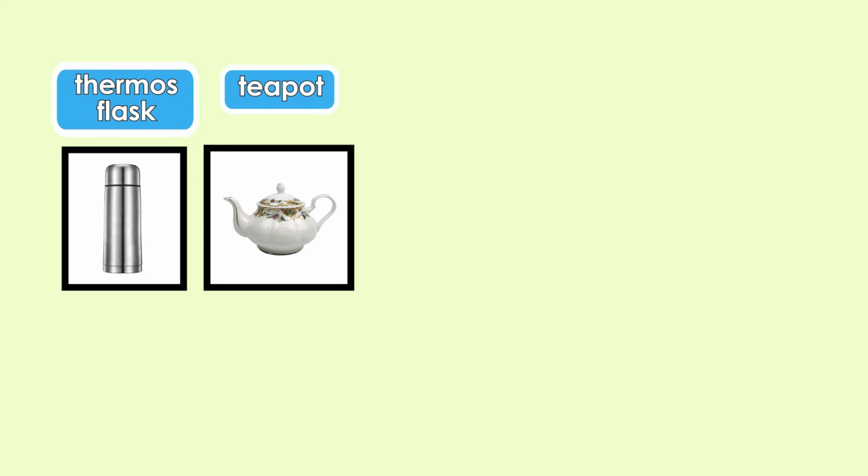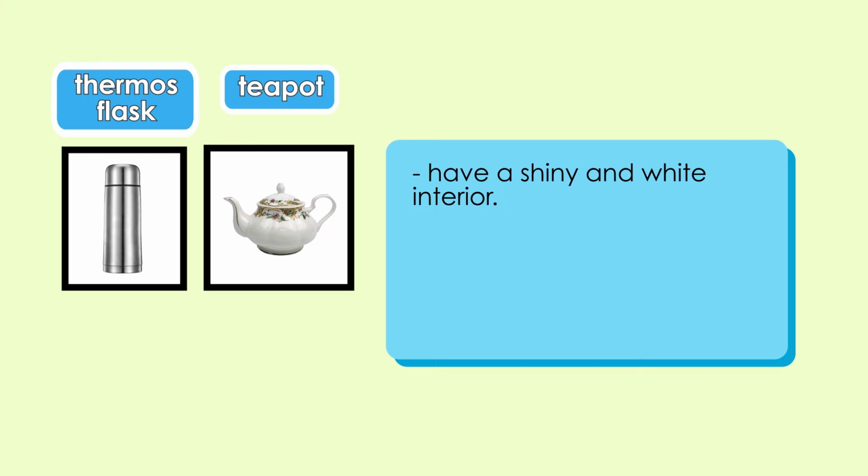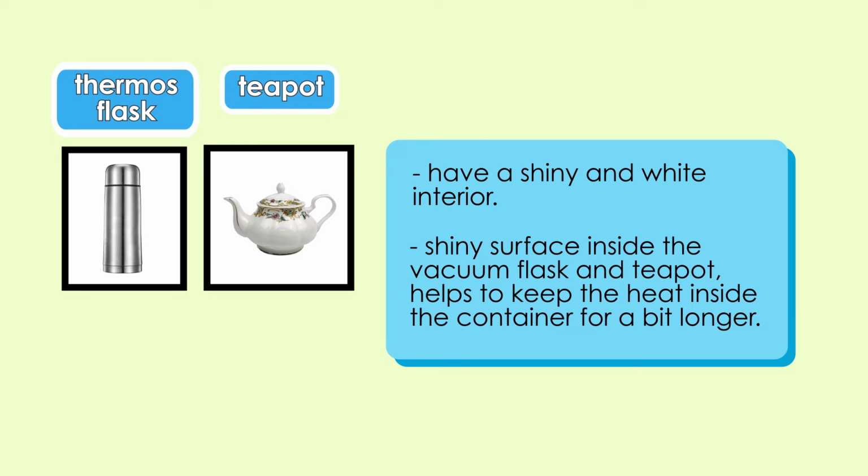This is a thermos flask and a teapot. Both have a shiny and white interior. The shiny surface inside the vacuum flask and teapot helps to keep the heat inside the container for a bit longer.